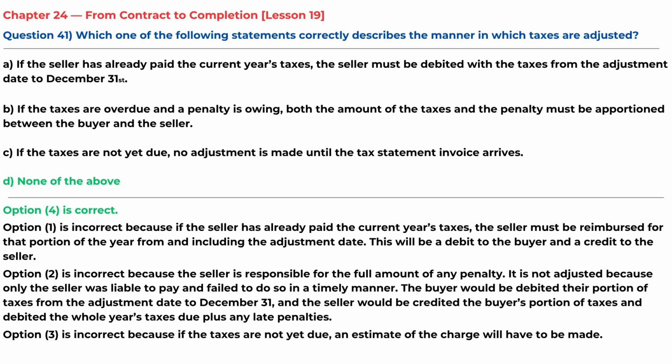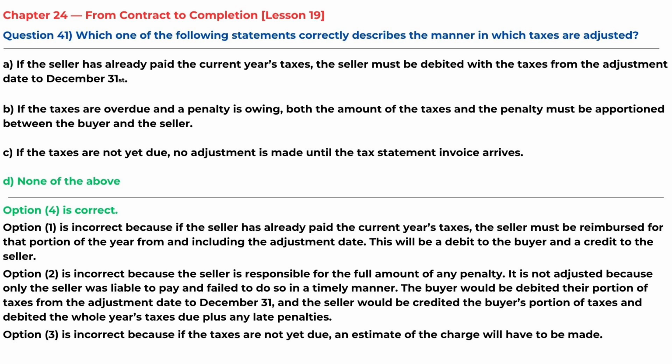Option 1 is incorrect because if the seller has already paid the current year's taxes, the seller must be reimbursed for that portion of the year from and including the adjustment date. This will be a debit to the buyer and a credit to the seller. Option 2 is incorrect because the seller is responsible for the full amount of any penalty.